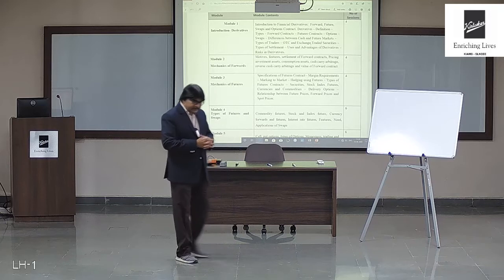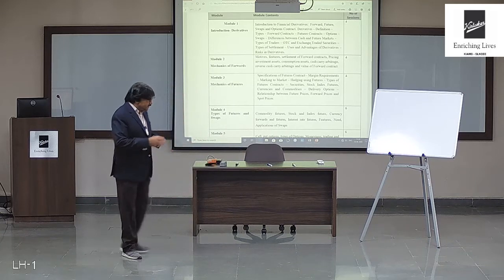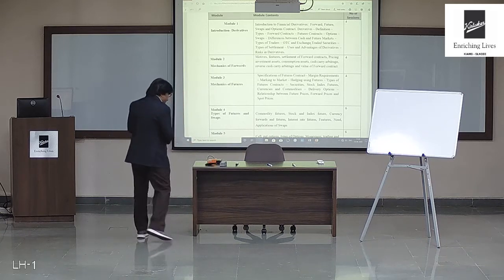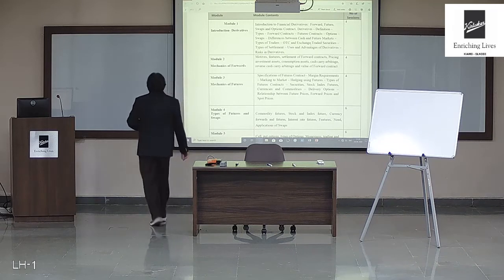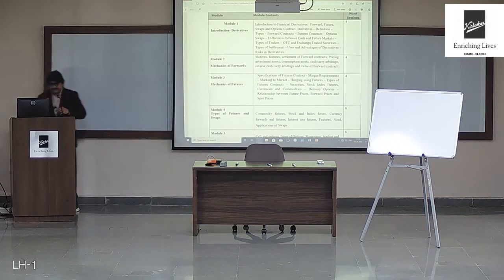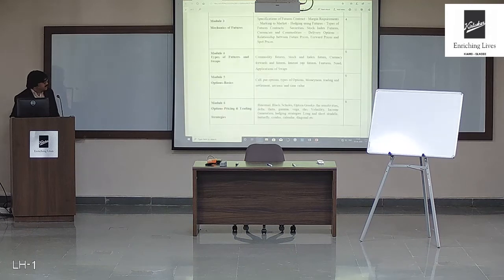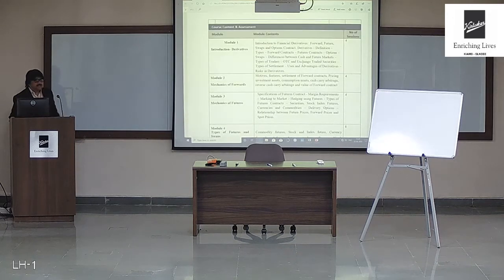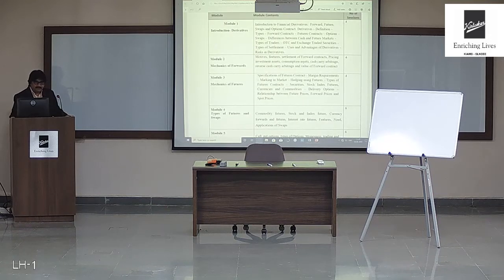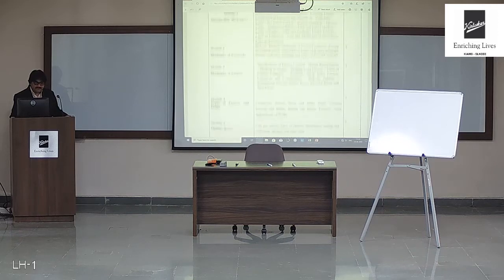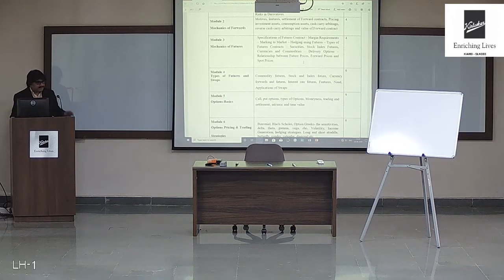We'll be looking at it in detail, but as an overview, let's look at how many modules are in this course. We can see that there are 6 modules. First is the introduction. Obviously, it's new terminology which will be used here. Then the mechanics of forwards and the mechanics of futures. There is a difference between forwards and futures. There are different types of futures and also swaps. We will be going through those also in detail.